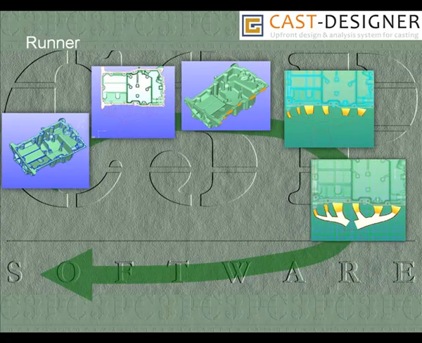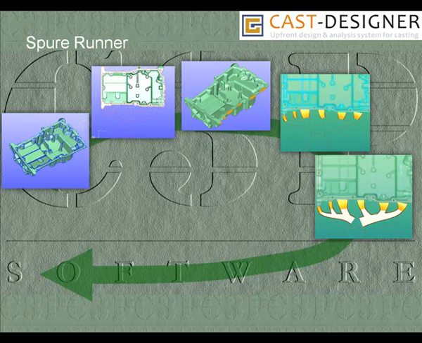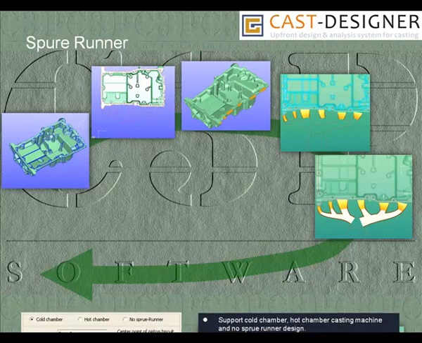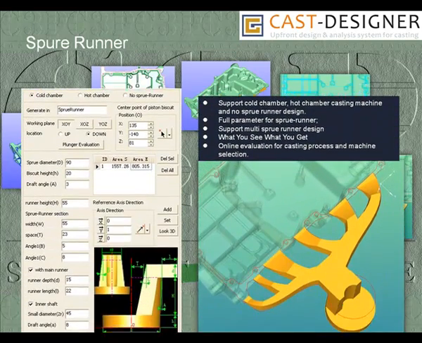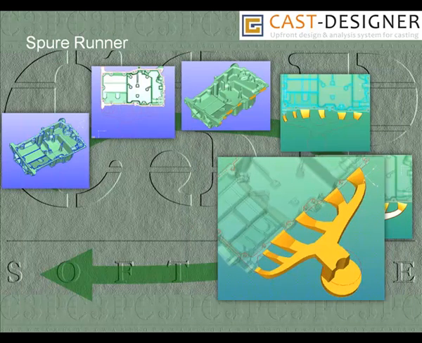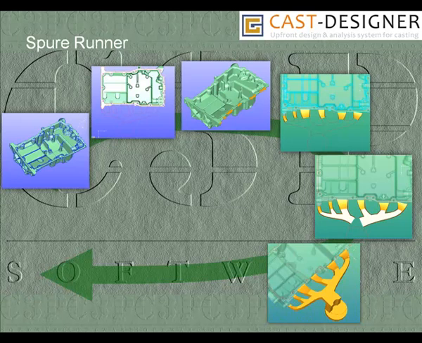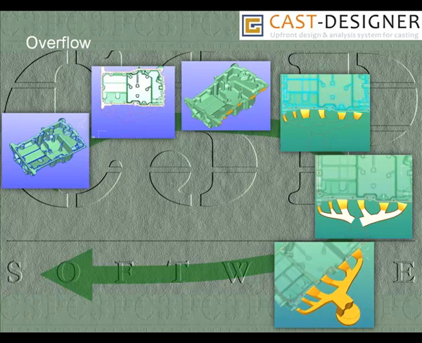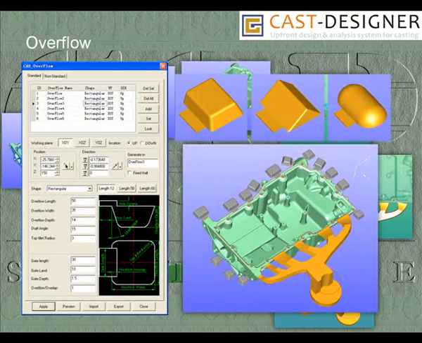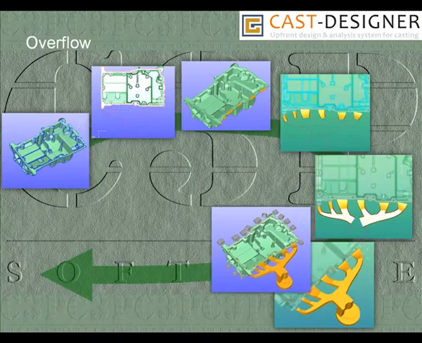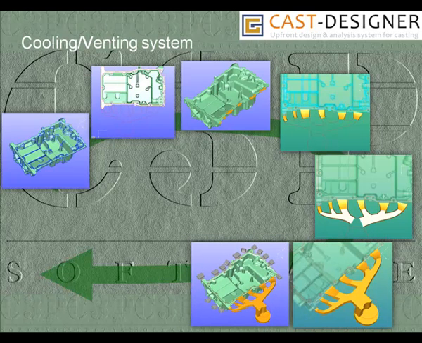The sprue runner is the linker of the casting machine and mold cavity. CastDesigner can support both cold chamber machines and hot chamber machines. Designing the overflow system is quite simple in CastDesigner. Both standard overflow and non-standard overflow are supported. All data of overflow can be saved to a user template and used next time. The cooling channel and venting channel design is also supported by CastDesigner.